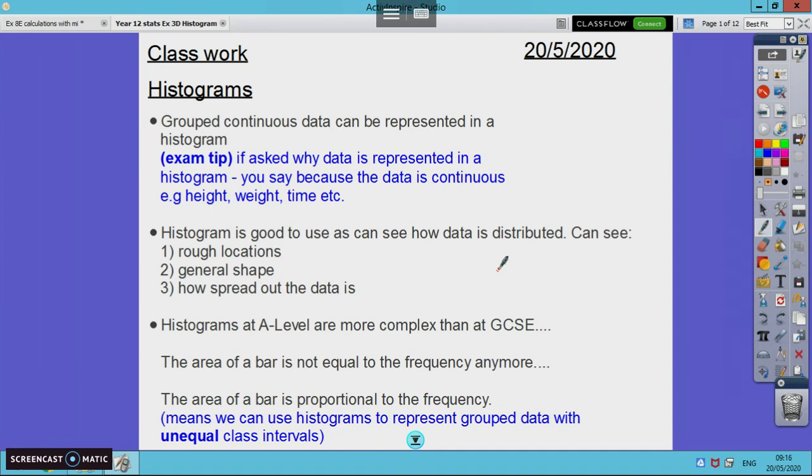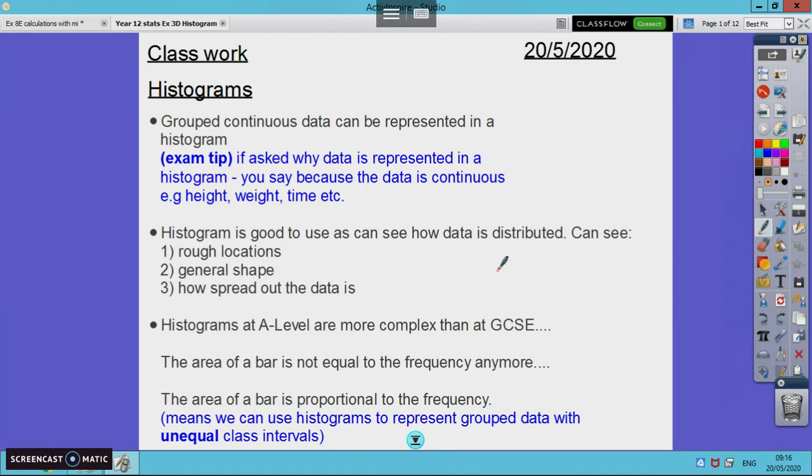At GCSE, the rule is the area of a bar is equal to the frequency of the bar. So your class width multiplied by the frequency density is equal to the frequency, not any more. Sometimes that's the case, but not always. And if we're really thinking about it, the exam board is probably going to say it's probably not always.